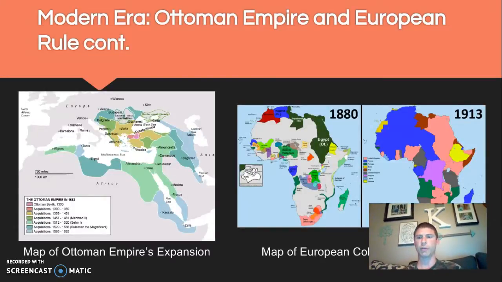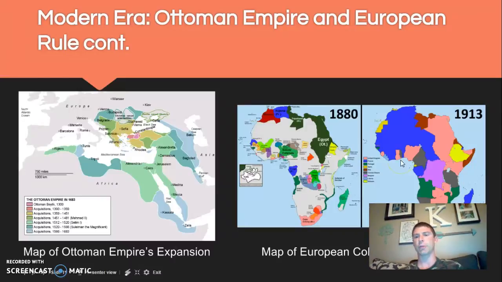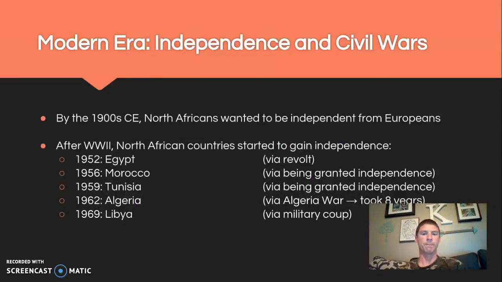Alright, so moving on here. This is one of those pictures I was talking about. This picture on the far right here shows how Africa was colonized by 1913. Pretty much all those colors are representing European powers. You can see in 1880 there wasn't quite as much, but North Africa, being the closest to Europe, would have been one of the first areas colonized. There weren't as many resources there that they wanted to exploit, but definitely they did take advantage of that.